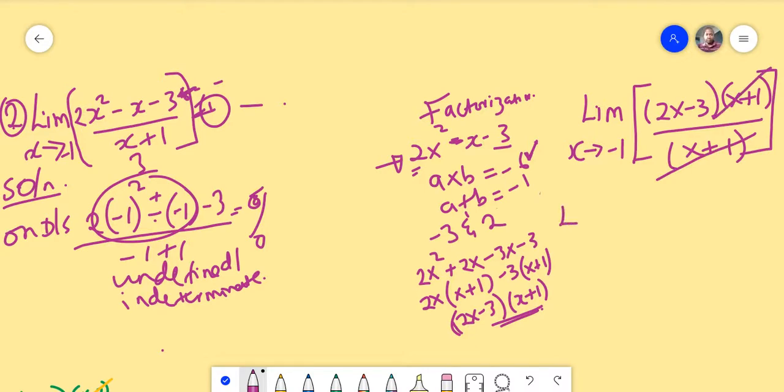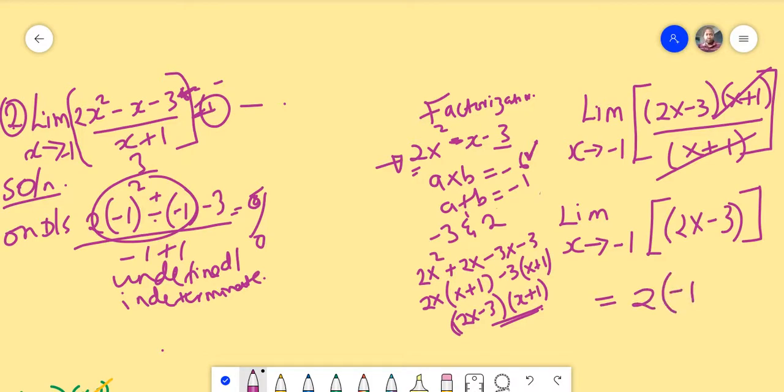Now we remain with the limit as x approaches minus 1 of 2x minus 3. Wherever we have x, we put minus 1. So our solution will be 2 into minus 1 minus 3, which gives us minus 2 minus 3, so the solution is minus 5.